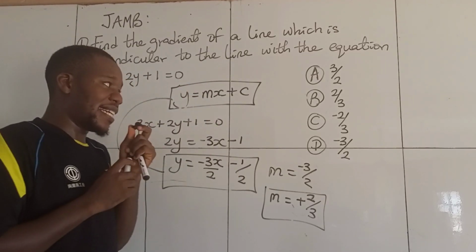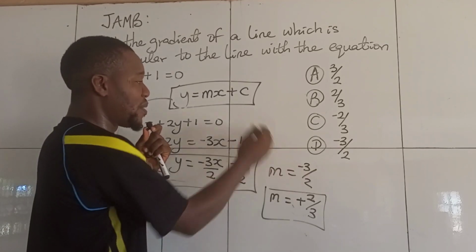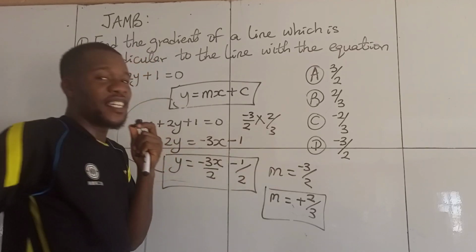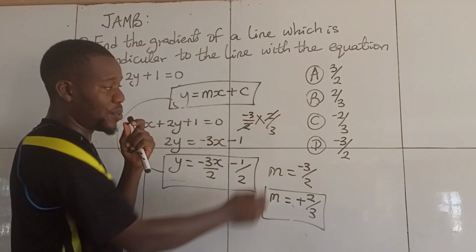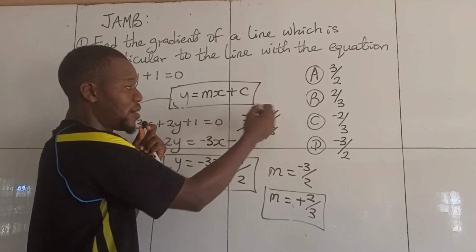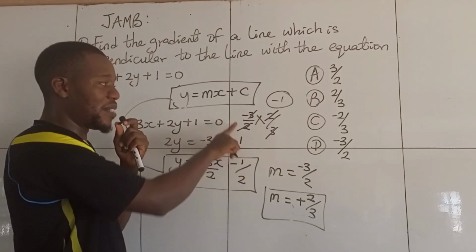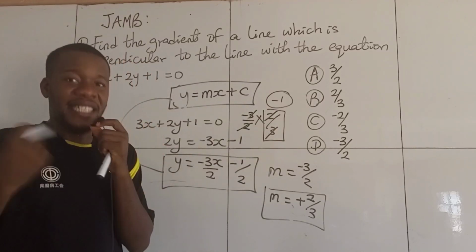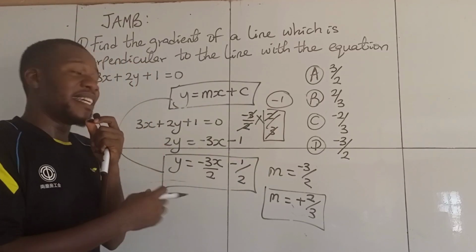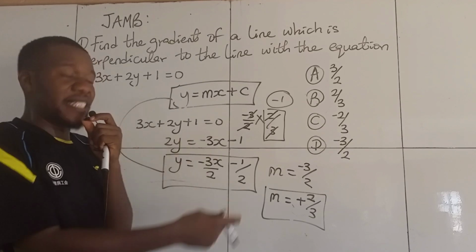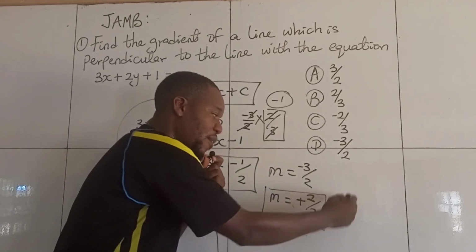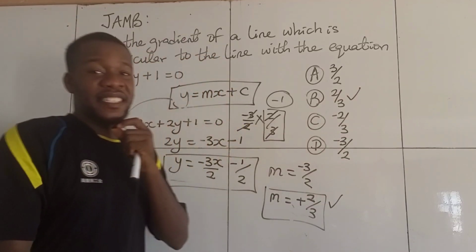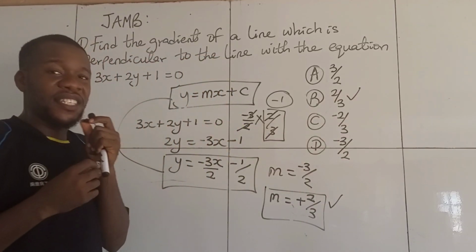So we can easily check if we are right or wrong. So multiply these two gradients, minus 3 over 2 times 2 over 3. Of course, you can see that 2 will divide 2, 3 will divide 3. So we are left with minus 1. So this is the gradient of the given line. Then this is the gradient of the second line that will satisfy that condition for perpendicularity, that the product of the gradients must be negative one. So the answer we are looking for is 2 over 3. That's option B. That is the condition, and that is the gradient of that line.